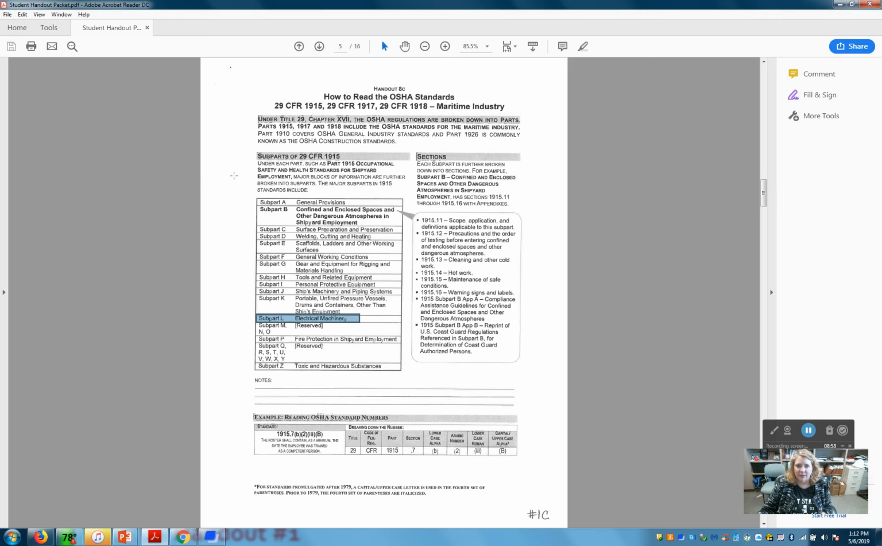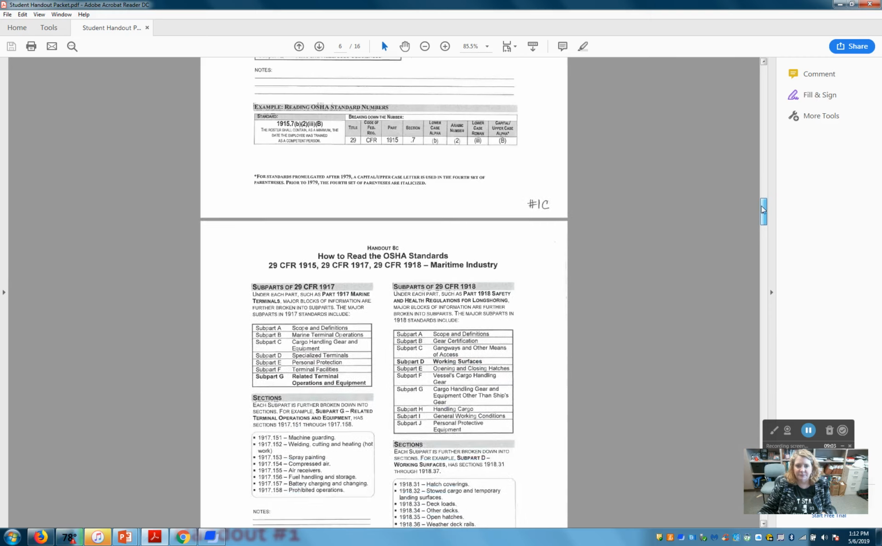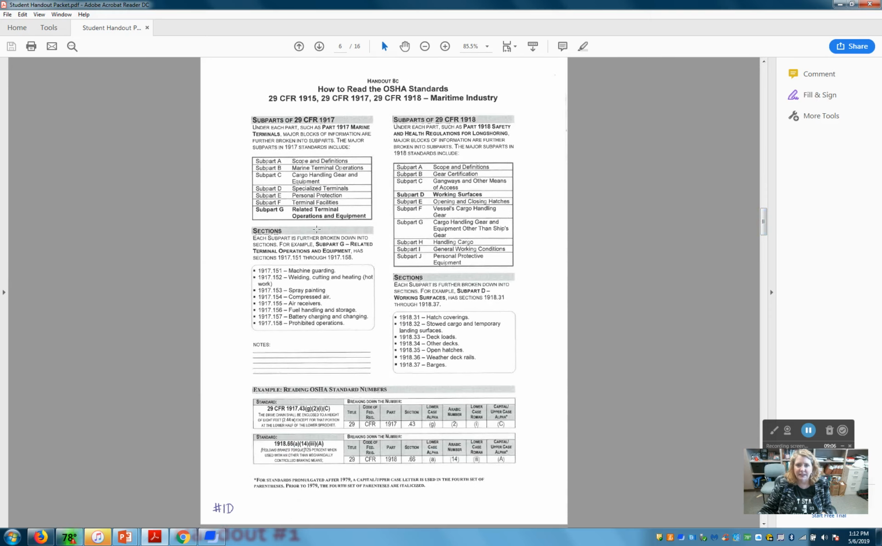Know that could happen. Now there are three parts to maritime: 15, 17, and 18. They're just split apart. I'm not sure why they did that, but that's the way they are, just so you understand where those are. We don't get into the agricultural standards, which we really don't talk about, but if I were to ask a question on the quiz, it would pertain to 1910 general industry, 1926 construction, and 1915, 17, or 18 maritime, and that's specific to your workbook as well.